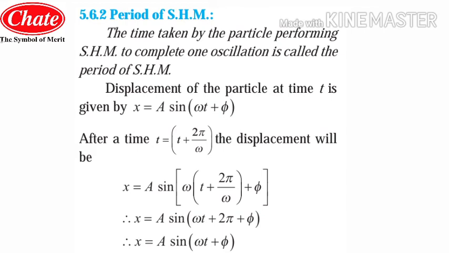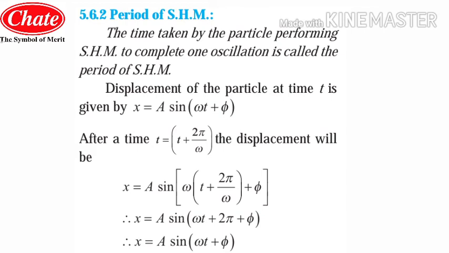Suppose P is the particle which is performing the simple harmonic motion, then the time taken by that point P to perform one oscillation from its mean position will be termed as the period of that particle P. This is the period of the particle P which is performing SHM.